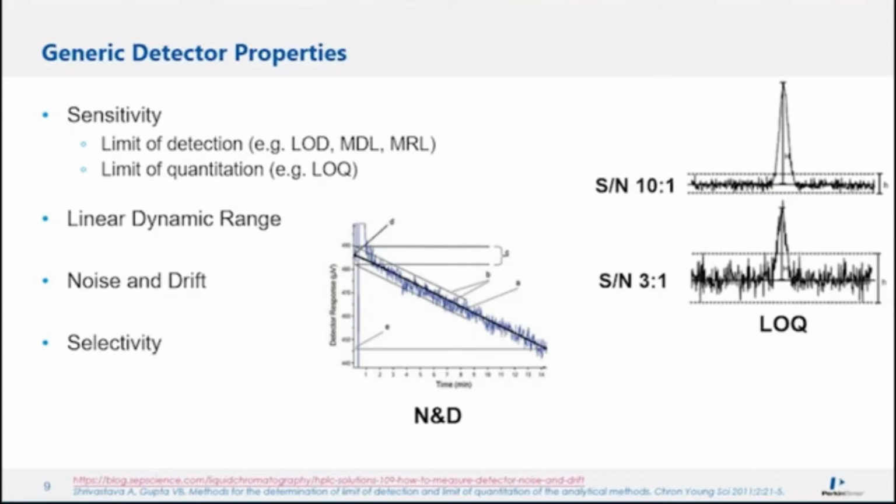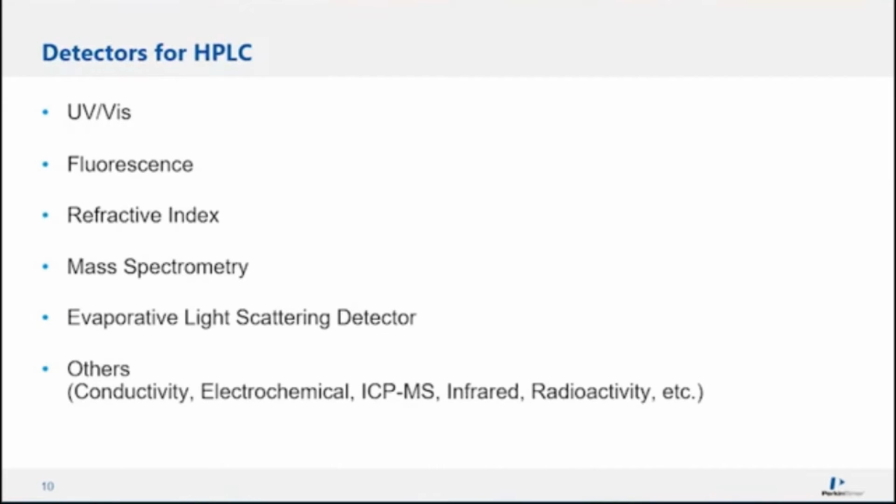The detectors we will cover in today's presentation are the ones you will most commonly encounter, which are UV-Vis, fluorescence, refractive index, mass spectrometry, and evaporative light scattering. There are a few other detectors that we will touch on briefly, but we will not cover all the detectors that are available.